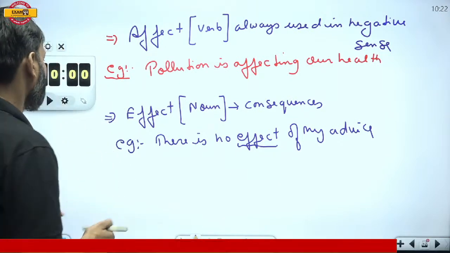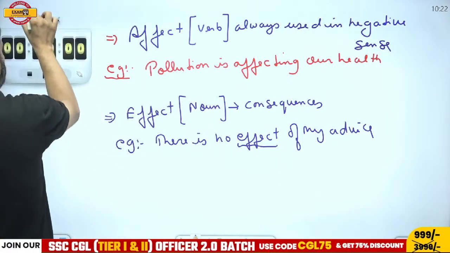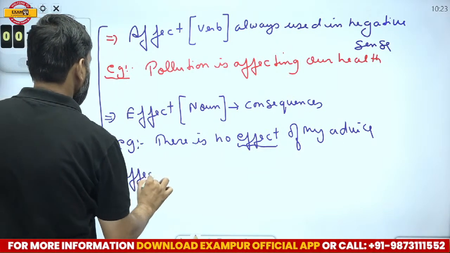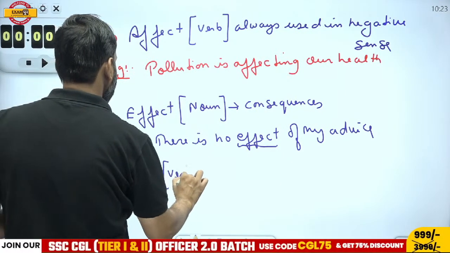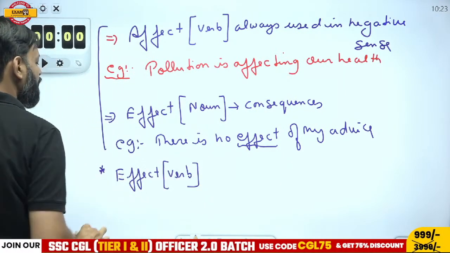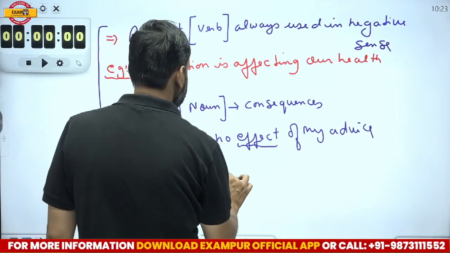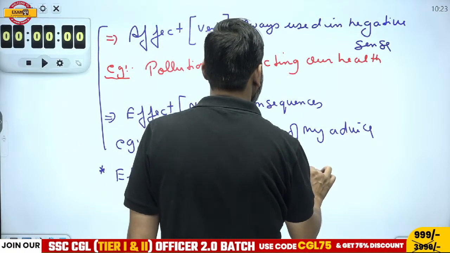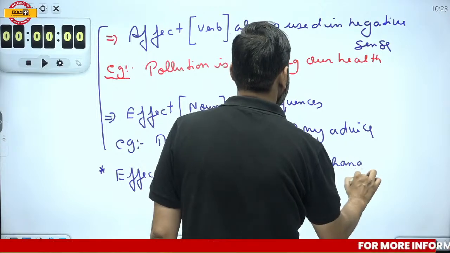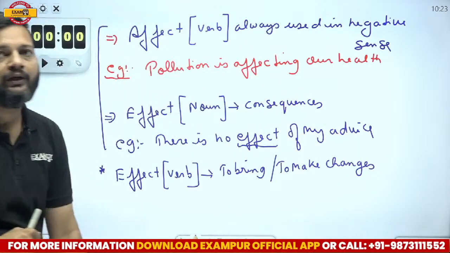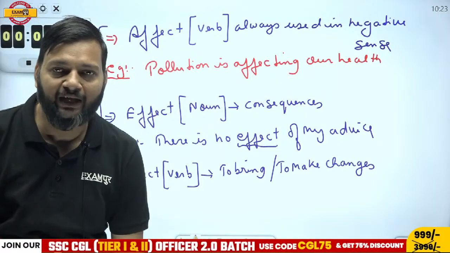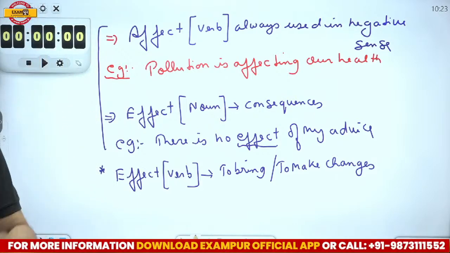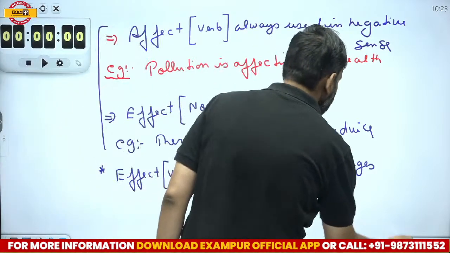Okay, but what you do not know is that the word effect is also a verb. The word effect is also a verb, which means to bring or to make changes. Effect is a noun and effect is a verb as well, which means to bring, to make changes. Okay, to bring or to make changes. Let me give you one example.